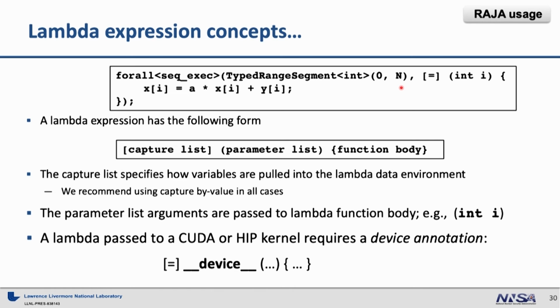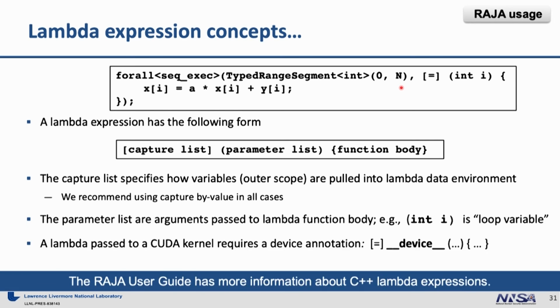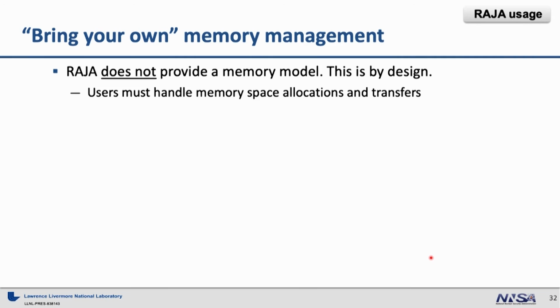And finally, if we want to run this sort of forall on the GPU, we have to mark the lambda with the device annotation here, so that the compiler knows that this is for the GPU. In RAJA, we have macros for this, so you can use those macros. We also have a host device macro as well, so that you can tell the compiler that, hey, this forall can be run on both the CPU and the GPU, and then it will compile that way. Kind of unlike Kokkos, RAJA doesn't provide a memory model.